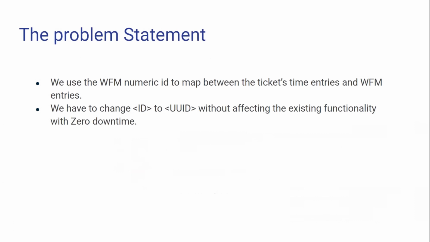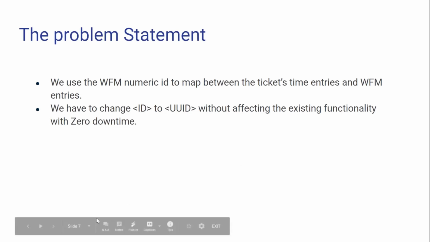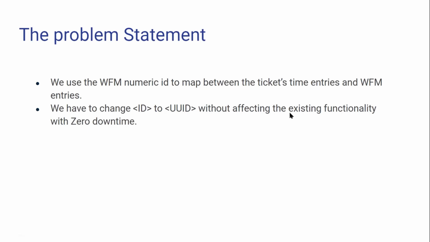The issue here is that the Workflow Max team is deprecating the V1 version, which we used to develop the app. So we have to switch to the V3 API version. For that, we need to change the ID that we use to map between the Freshdesk time entries and the Workflow Max time entries to UUID. This is the problem statement we have. We have to change the ID to UUID without affecting the existing functionality, with zero downtime. We should not allow any downtime for any of the customers.